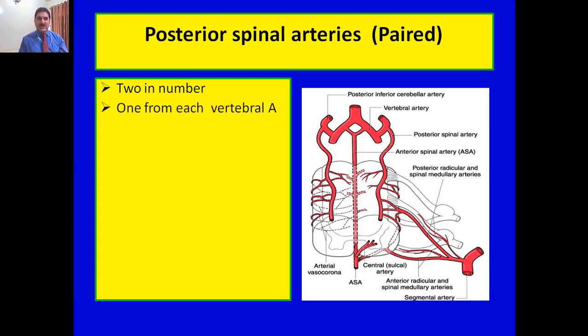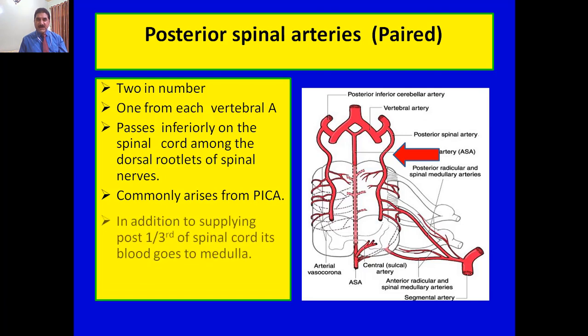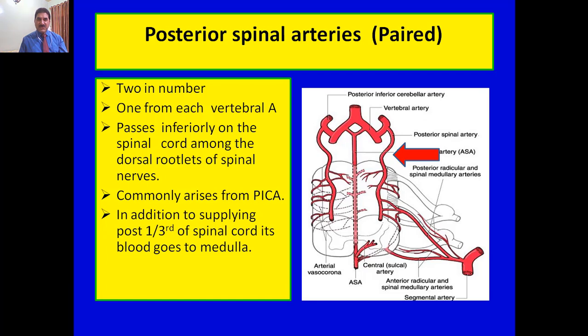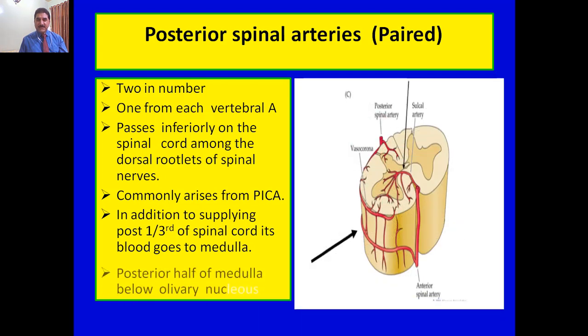The posterior spinal arteries are 2 in number, one from each vertebral artery. This vessel passes inferiorly on the spinal cord along the dorsal root attachments of the spinal nerves. It commonly arises from the posterior inferior cerebellar artery, as shown in this figure. In addition to supplying the posterior 1/3 of the spinal cord, it also supplies blood to the medulla oblongata.